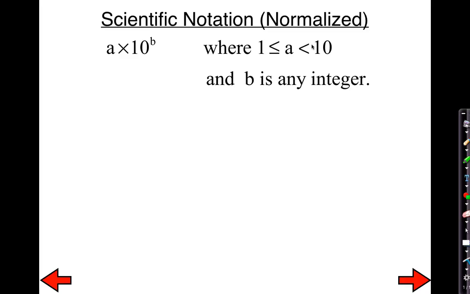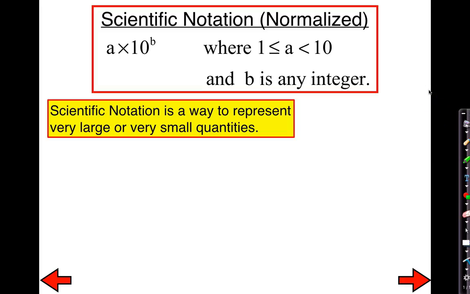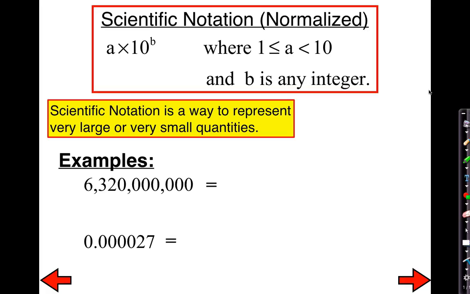Now, b, which is your exponent, could be any number. It could be negative or it could be positive. So scientific notation is a way to represent very large or very small quantities. So let me give you an example. This large number here can be expressed as 6.32 times 10 to the 9th. Now, real quick, we will go into how we got the number 9 and things like that.